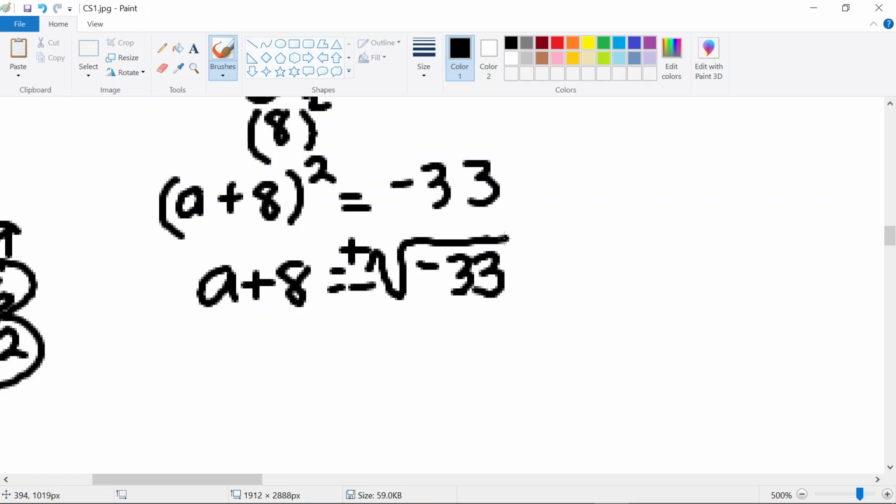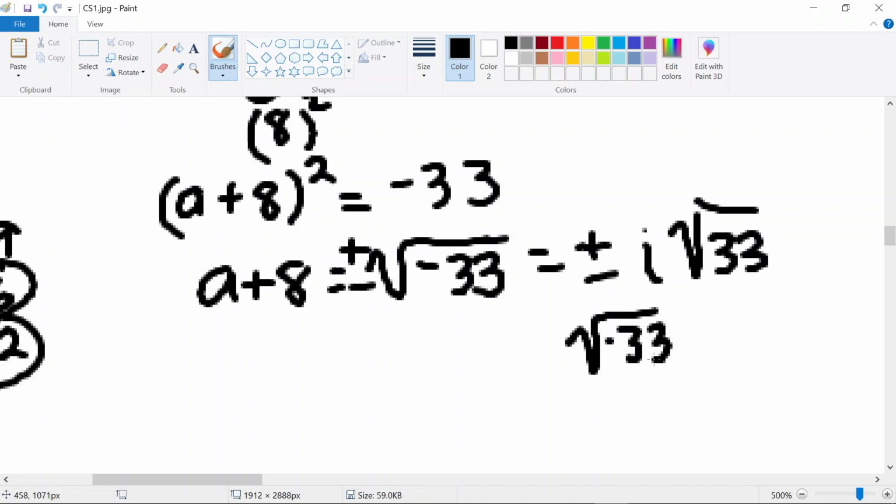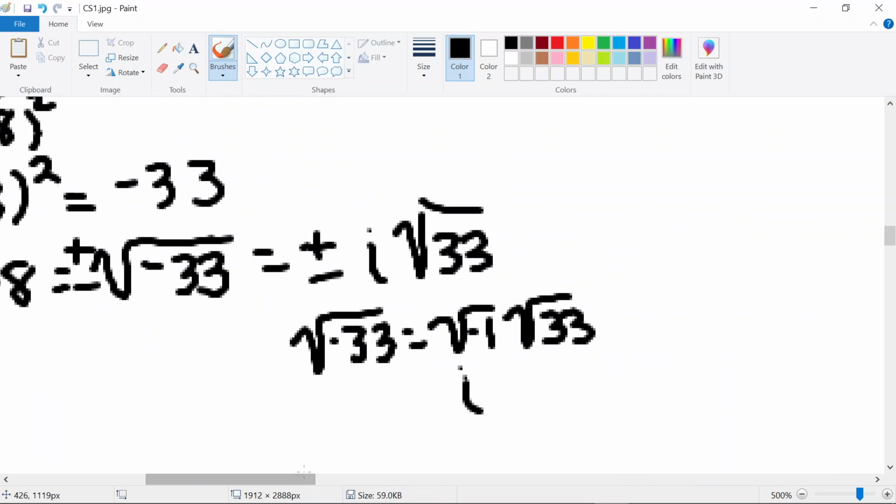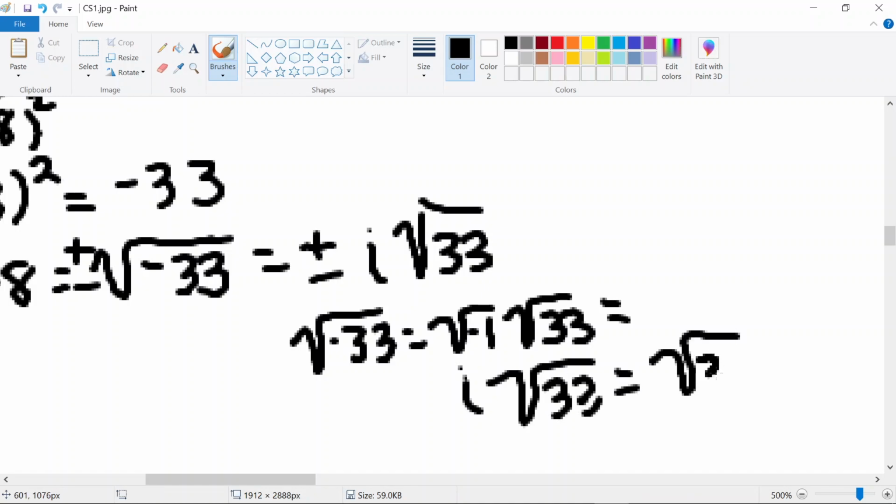If I have a negative inside of a square root, I must make that into an i. So it's plus or minus i times square root of 33. Because remember, square root of negative 33 equals square root of negative 1 times square root of 33, and square root of negative 1 is i. Excuse me, I had to cough. So that's i square root 33. A lot of times that's written as square root of 33 times i. Make sure you make it clear that the i is not inside that square root.